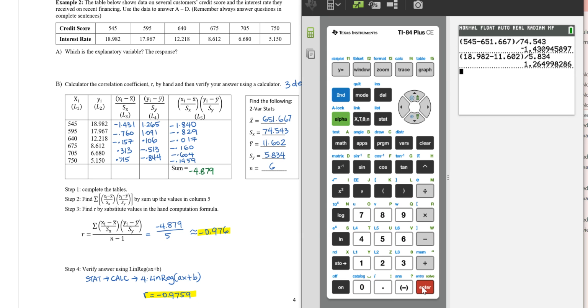Now I need to calculate the product of these two. So next is negative 1.431 times 1.265, and that's how I get approximately negative 1.84 right here. Again, I didn't round it correctly, I think. So when you multiply it, let's get the value here. You do the same thing for every single row.